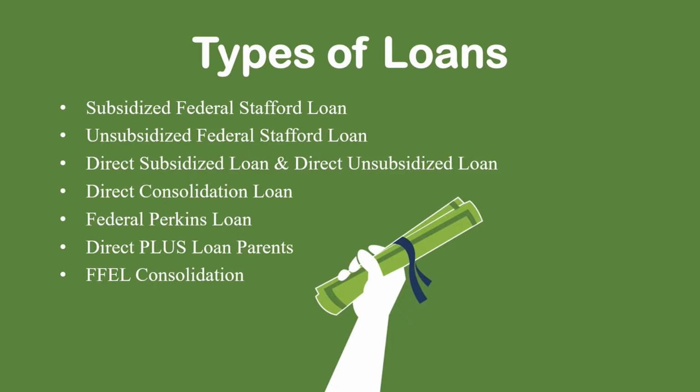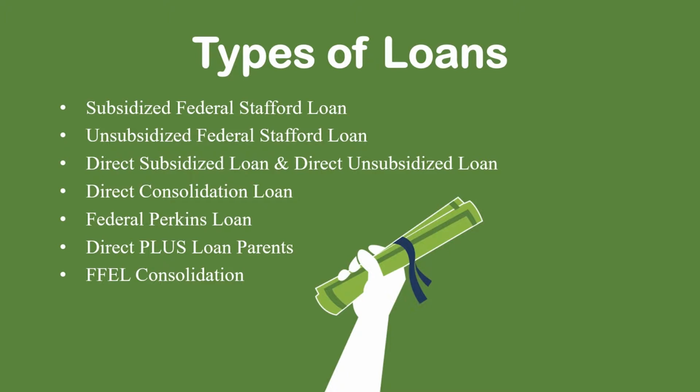Direct unsubsidized loans are available to undergraduate and graduate students. There is no requirement to demonstrate financial need. Your school determines the amount you can borrow based on your cost of attendance and other financial aid you receive. You are responsible for paying the interest on a direct unsubsidized loan during all periods. If you choose not to pay the interest while you are in school and during the grace periods, your interest will accrue and be added to the principal amount of your loan.